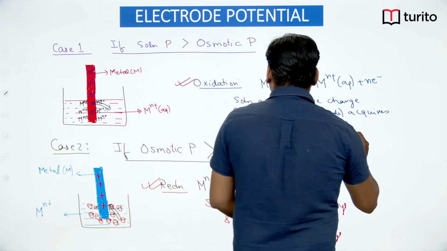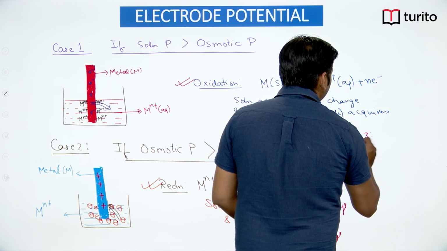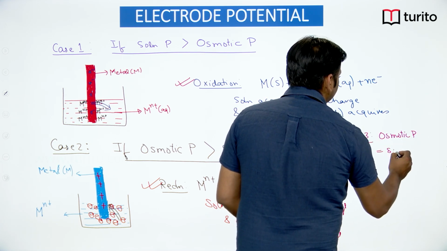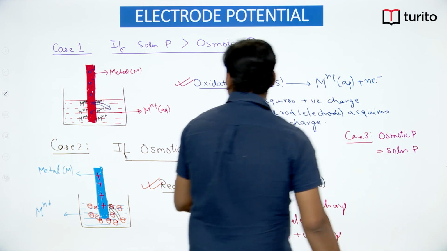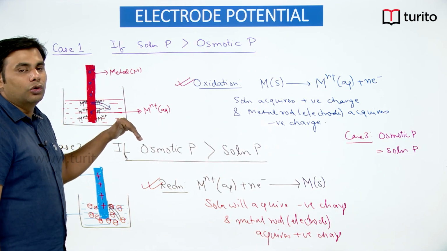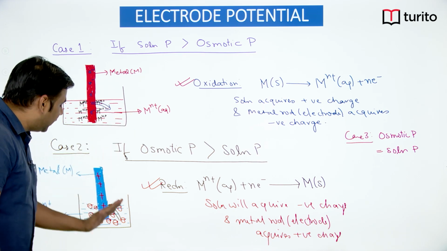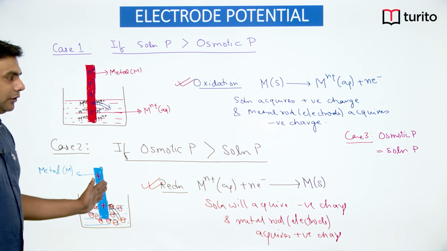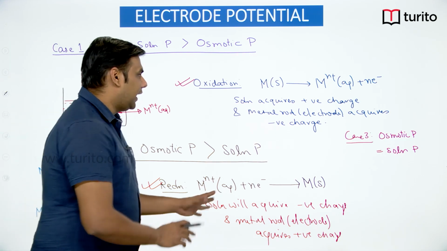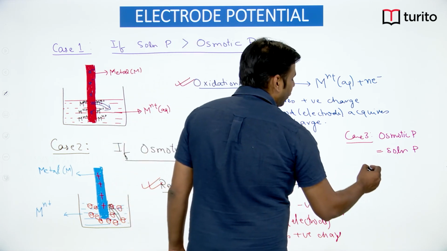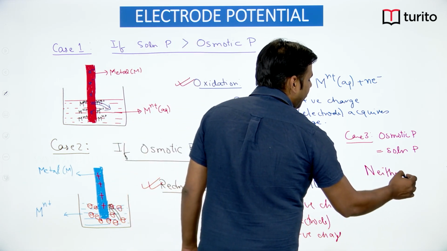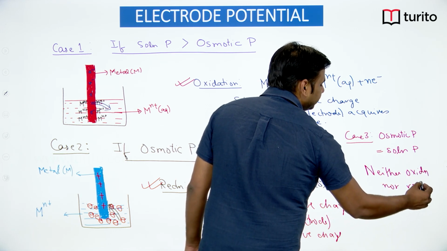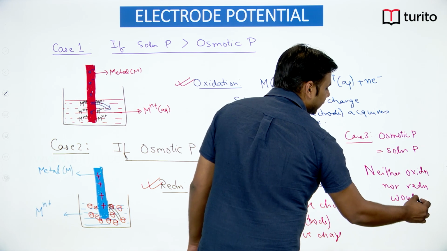So case 3 would be when osmotic pressure is equal to solution pressure. In this case we will say that metal has the tendency to go into the solution as metal ion, and similarly metal ion has the tendency to get reduced and get deposited as metal on the rod. So in this case we will say that neither oxidation nor reduction would happen. I hope this is clear to you.